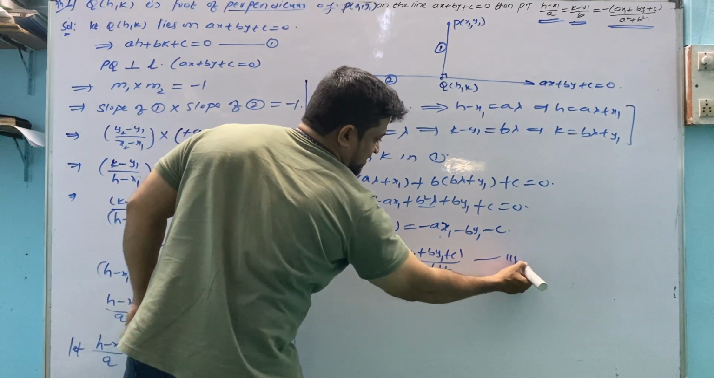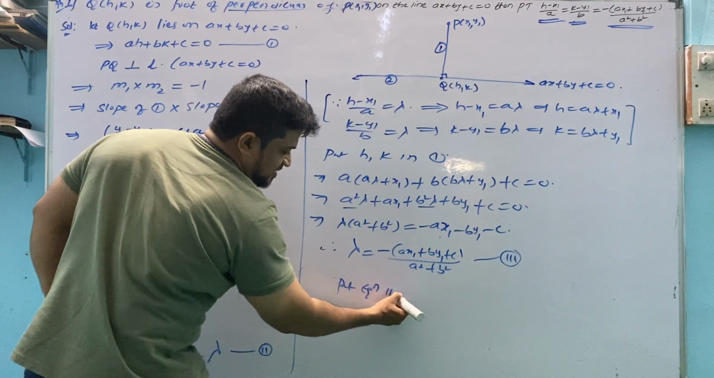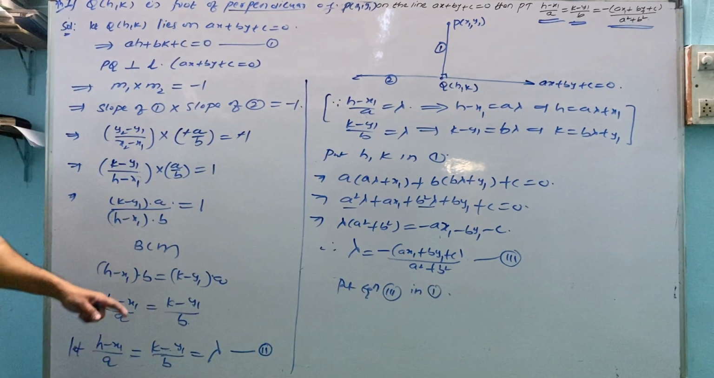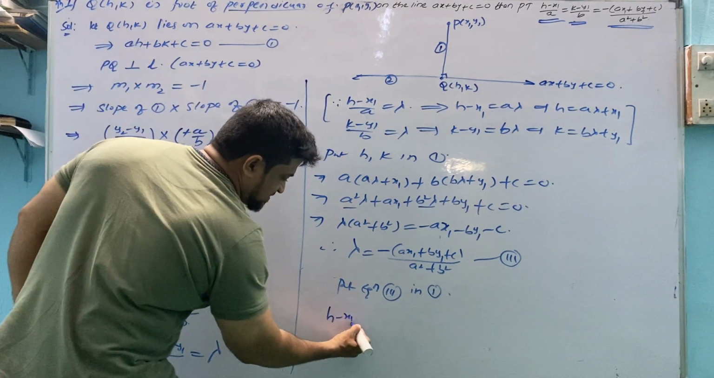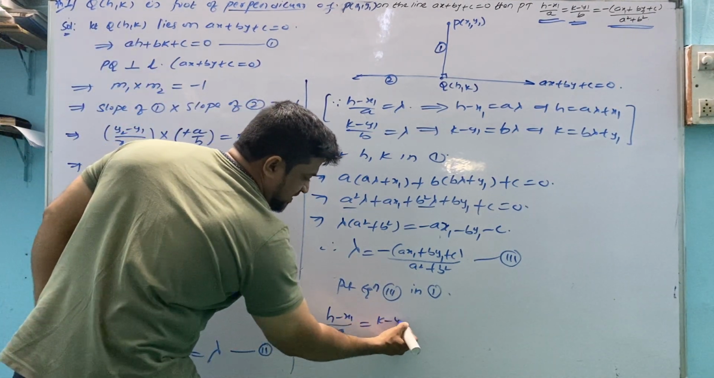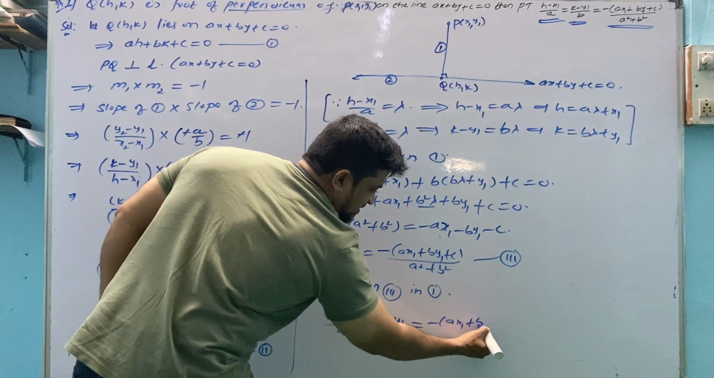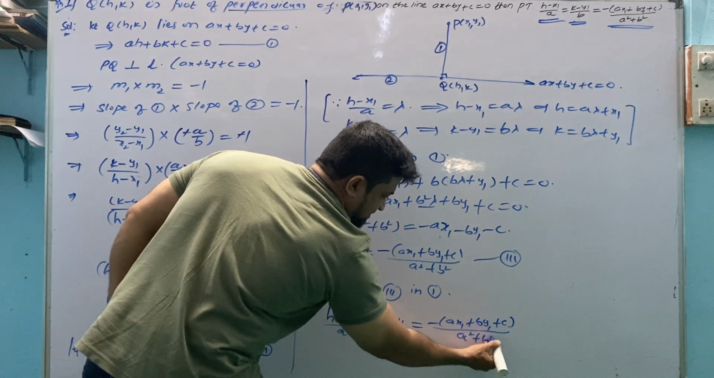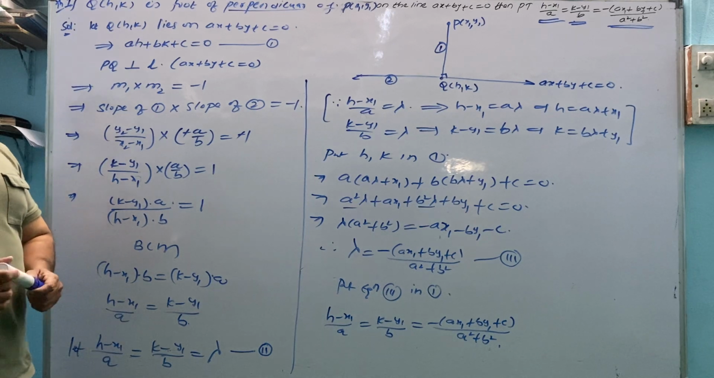This is equation 3. Put equation 3 in 1. So whatever lambda value is there, we will substitute here. h minus x1 by a equals k minus y1 by b equals minus ax1 plus by1 plus c by a square plus b square. Hence proved.